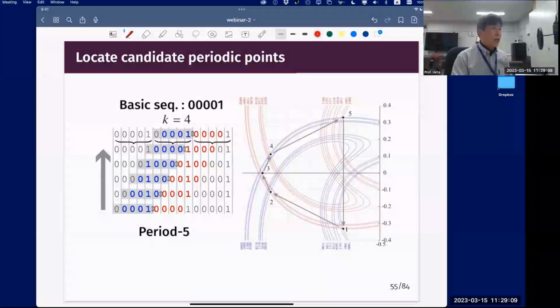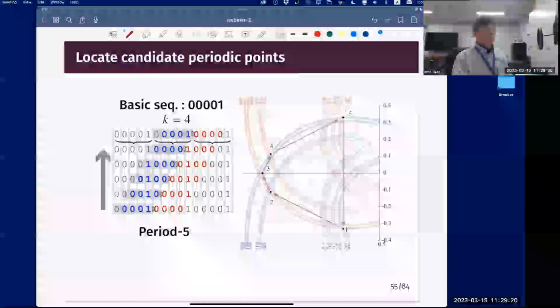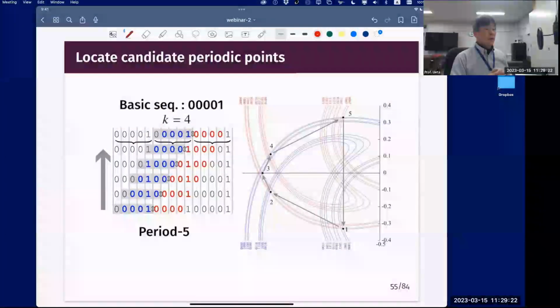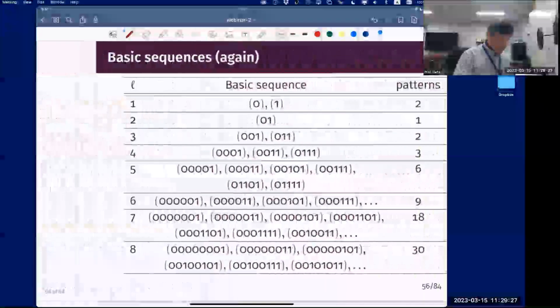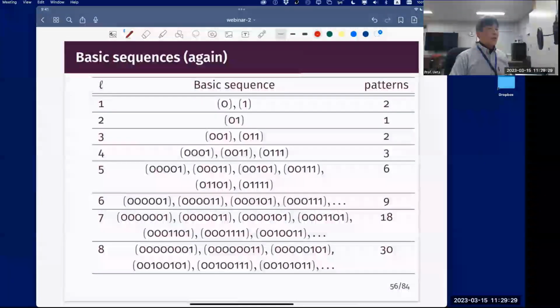Okay, you can find this kind of repeating shift map. You find the 5 periodic motion. In parallel, you have another pattern of periodic motion in this horseshoe map structure. Again, this is the basic sequence pattern. Within the 8 periodic motion, many patterns happen.